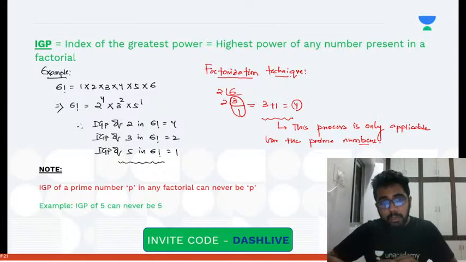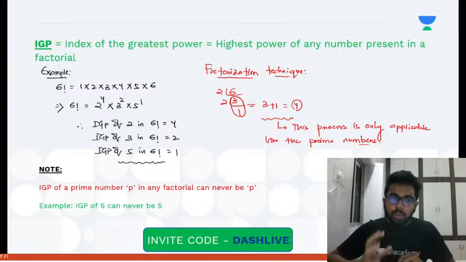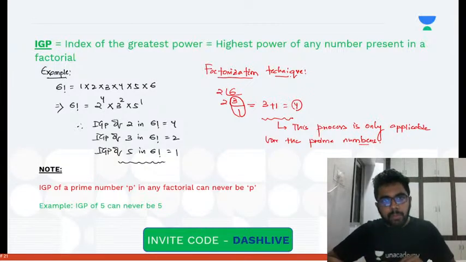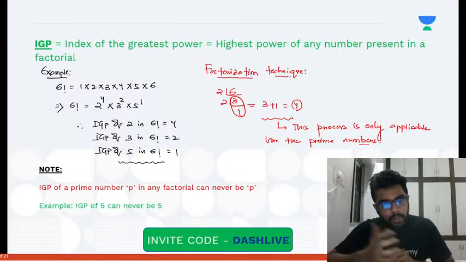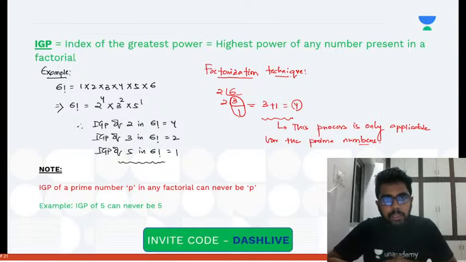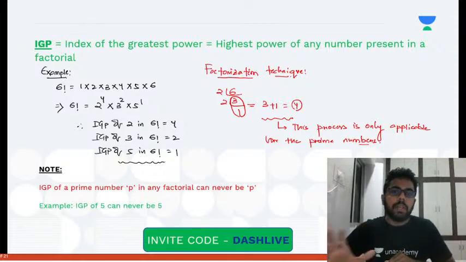I'll have 2 3's, one is present in 3 and another 3 is present in 6. So I'll have 2 3's and then I'll have 1 5. So 2 to the power 4 into 3 square into 5 to the power 1. This is the prime factorization of 6 factorial. Now if I ask what is the highest power of 2 present in 6 factorial, you can clearly say it is 4. Thus the IGP of 2 in 6 factorial is 4.